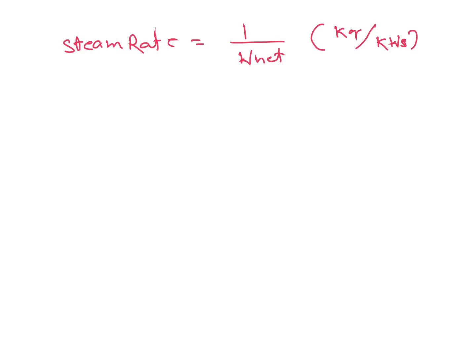Specific steam consumption or steam rate is 1 by W net. Its unit is kg per kilowatt second. But in this question they asked for kilowatt hour, so it is 3600 divided by W net, kg per kilowatt hour. So W net, the net work done, we have to calculate.